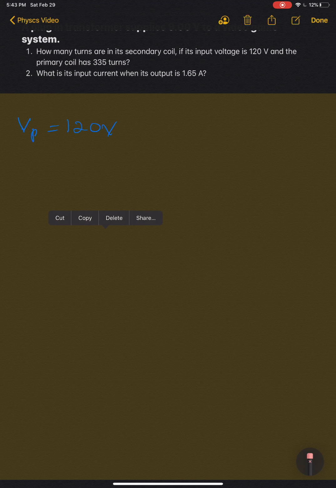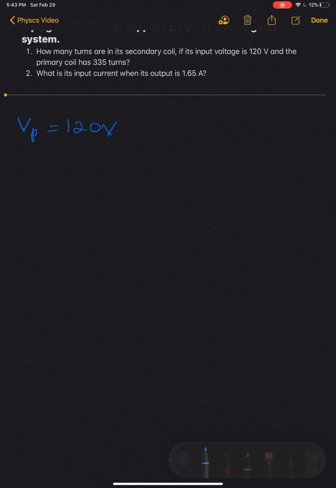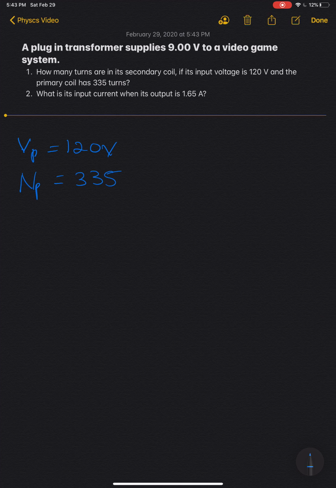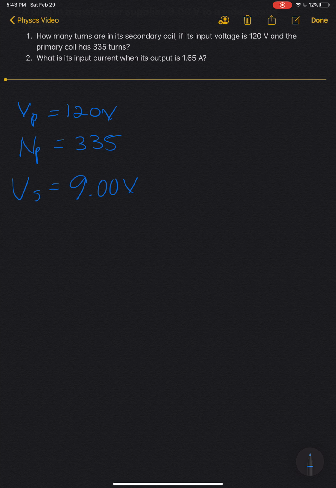We know that the input voltage, VI, or VP, that's voltage primary, is equal to 120 volts. And we know that the number of loops at the primary coil has 335 turns. Okay, and then it also tells us that it supplies 9 volts, so the secondary voltage VS is equal to 9 volts.